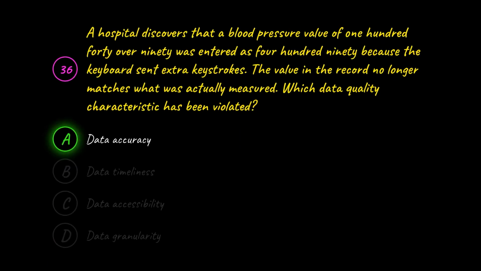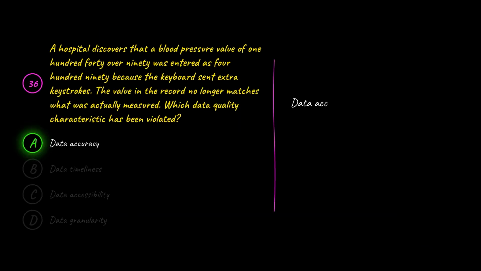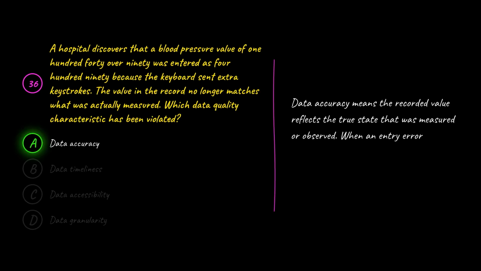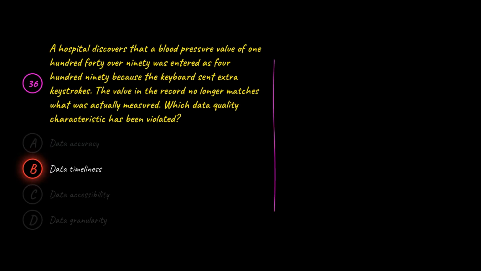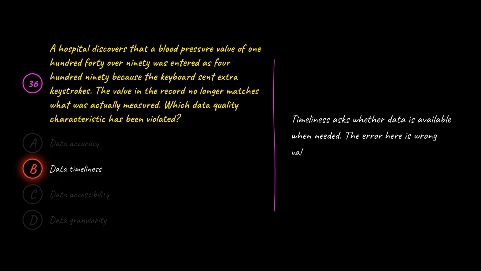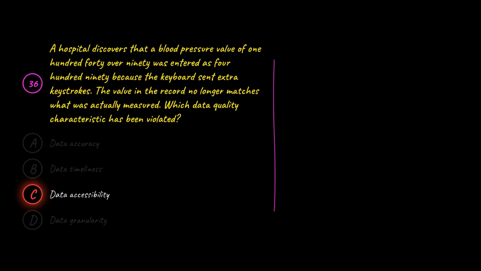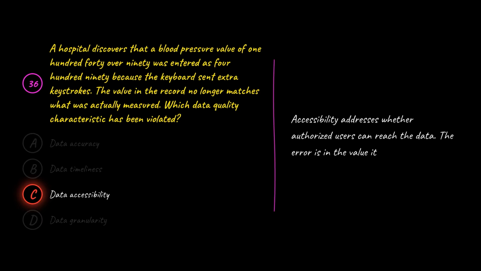The correct answer is A. Data accuracy. A is correct because data accuracy means the recorded value reflects the true state that was measured or observed. When an entry error changes the measured value, accuracy is broken at the source. B is wrong because timeliness asks whether data is available when needed. The error here is wrong value, not late value. C is wrong because accessibility addresses whether authorized users can reach the data. The error is in the value itself, not in reach.